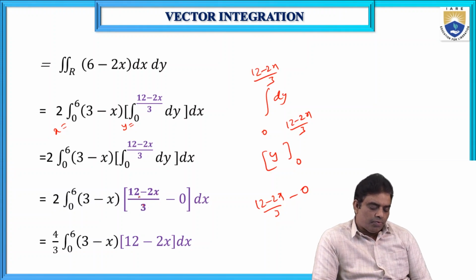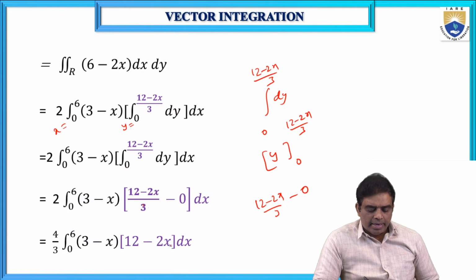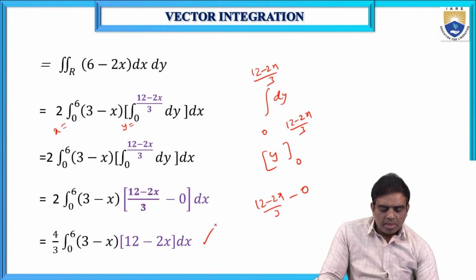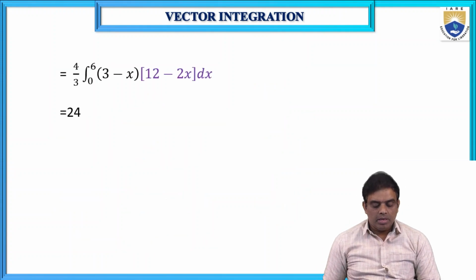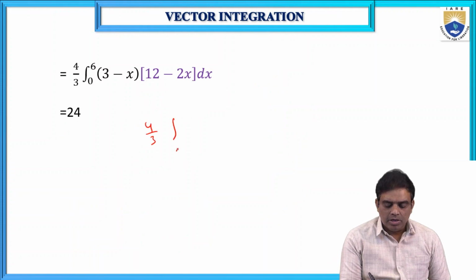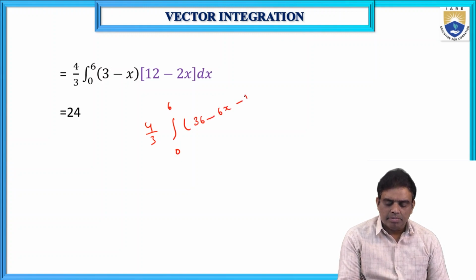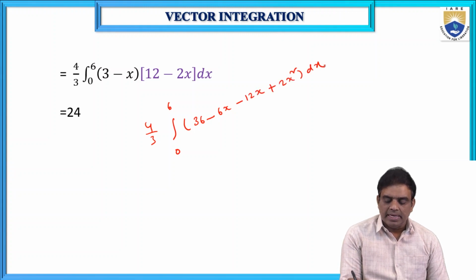So then 4 by 3 integral 0 to 6, (3 minus x) into (12 minus 2x) dx. Now on integration, 4 by 3, I'll do this from 0 to 6. So 3 12s are 36, minus 3 2s are 6x, minus 12x, plus 2x square, dx.